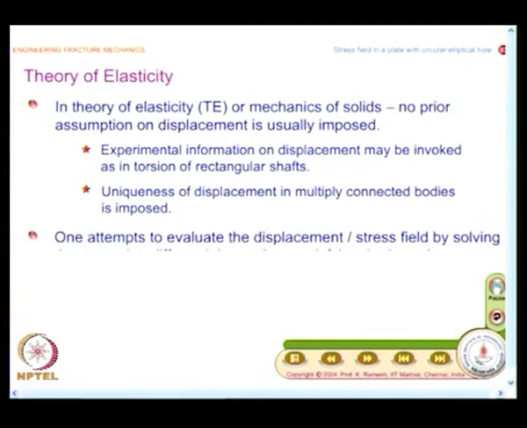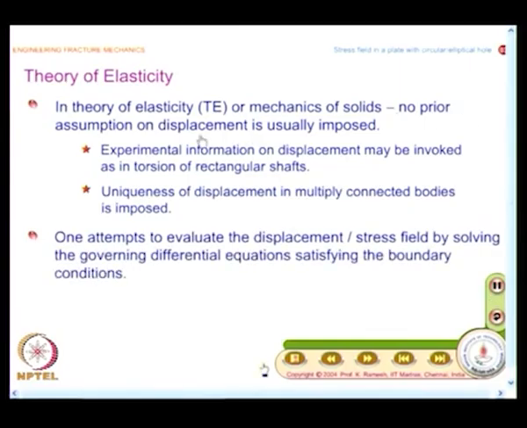The general dictum is, no prior assumption on displacement is usually imposed. So, that is what is summarized here. One attempts to evaluate the displacement stress field by solving the governing differential equations satisfying the boundary conditions. So, the fundamental shift is, you solve differential equations in theory of elasticity, but even that solution procedure, you develop newer simpler methods to handle. You never go and solve a complicated differential equation, you have a simplified procedure, we will have a look at it.